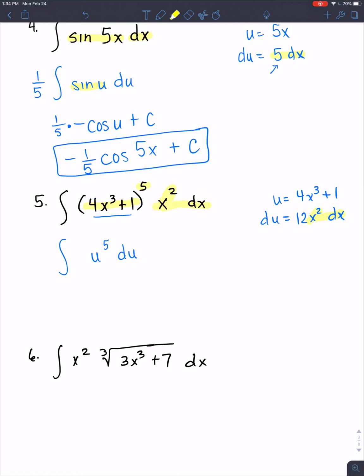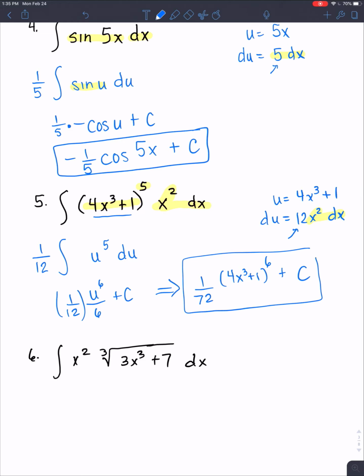X squared dx. So the extra is this 12, and we want to accommodate for that, so we do it by 1 over that factor. So 1 over 12. So we pull that out, and now we're ready to integrate. So u to the n plus 1 over n plus 1 times this 1/12 that's just out front, and then we have plus a constant. So what's that, 1 over 72? U to the 6th plus a constant, and if we go ahead and replace u, we can plug in u right here and simplify.